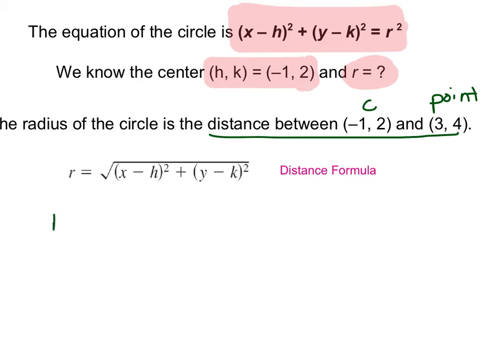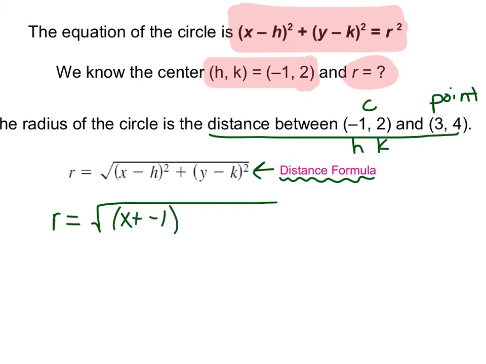So if we substitute in, we'd get that r equals the square root, because this is our distance formula here. So then we'd have x minus h, so h is negative 1, k is 2. So x minus a negative 1, which we know is going to be positive, and we're going to square that, plus y minus k, which is 2, squared. Now you might be thinking, well, there's still an x and there's still a y, so how is this helpful? Well, you have the point (3, 4), and that point is x and y. So we have values to substitute in for x, y, h, and k.